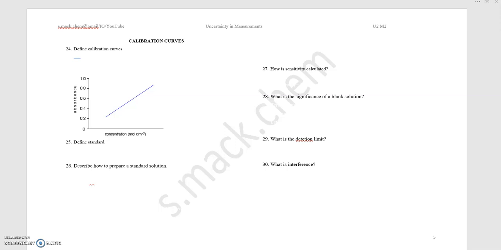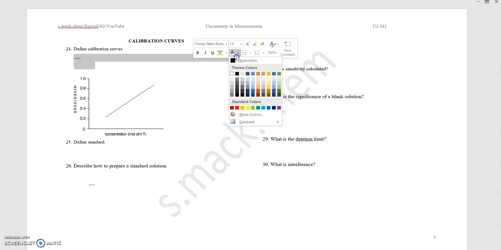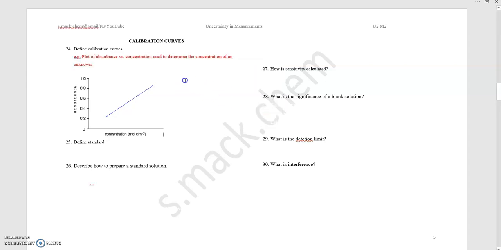Let's talk about calibration curves. We'll start by defining what is a calibration curve. Now, calibration curves are usually applied in the topic UV-Vis spectroscopy, where it is a plot of absorbance on the y-axis versus concentration on the x-axis. And this plot of absorbance versus concentration is usually used to determine the concentration of an unknown analyte. And I'll talk about that as we look at our graph.